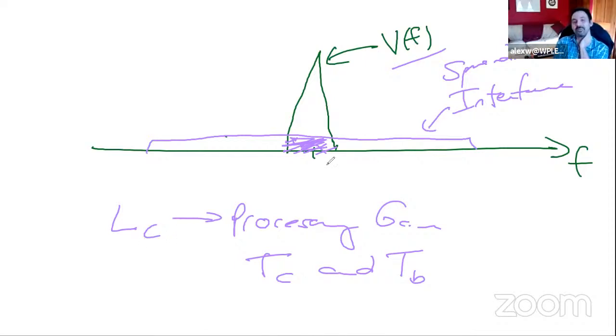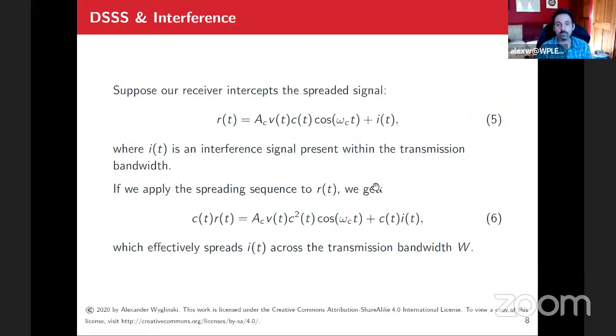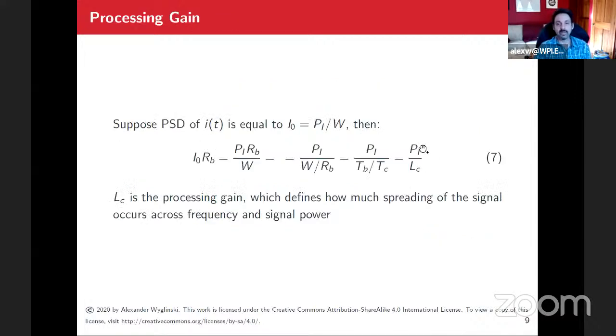If we take the amount of energy that the interference signal had and divide it by LC, that's what's actually influencing the signal. Imagine if the processing gain was something like 1024. Now I have one 1024th of the interference power affecting my transmission. That's awesome. That is the beautiful power of spread spectrum, because across that transmission bandwidth, my interference power has been nullified by quite a bit. So the interference power is now PI over LC.